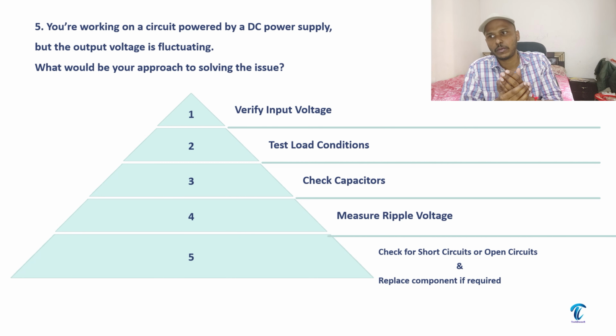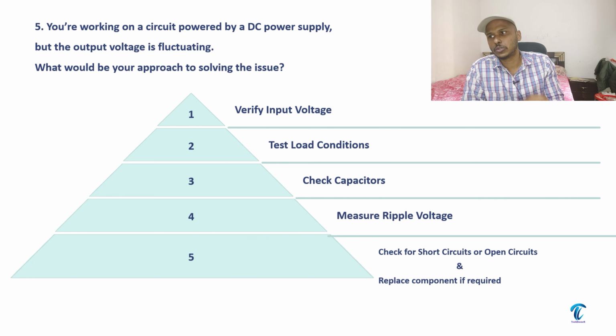If the input of the DC power supply is coming, then you have to check the load conditions. Maybe there might be an open or short circuit in the load or anything that might be fluctuating the DC power supply. So you have to test the load conditions, and you have to check the capacitors and measure ripple voltage. And finally, you have to check for short circuits and open circuits. And if you find some issues internally, then definitely you have to replace the component, or you have to completely change the power supply and test it.